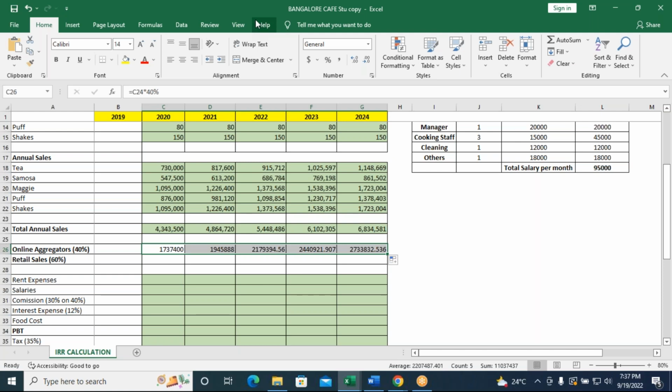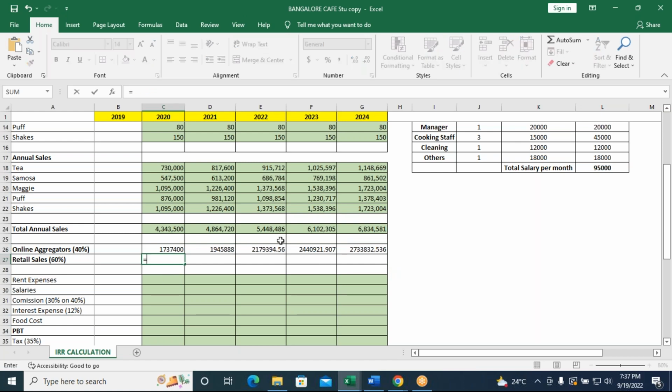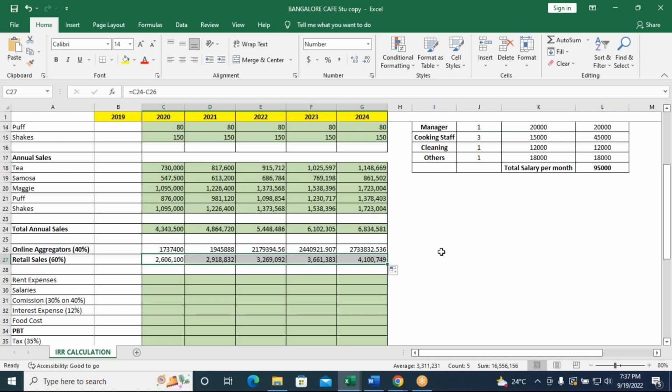Just try to do it. Next, I wanted to see the retail sale, which is equal to annual sale minus online sale. Enter. So this is my retail sales. This is the sale that has happened in the shop. So here I have done annual sales minus the online sale. I'm getting my retail sales.